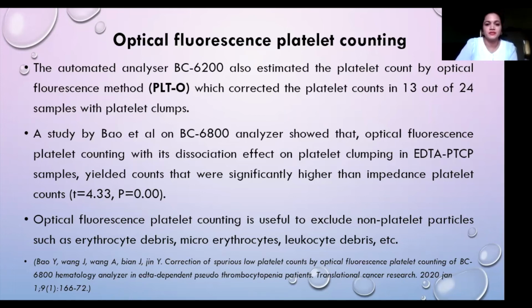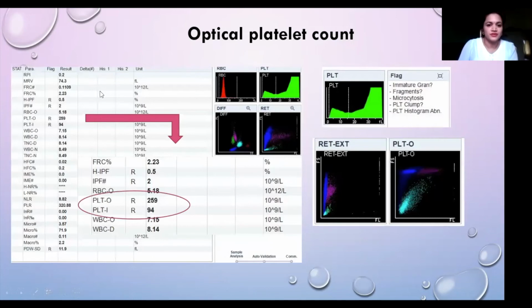And now this was the example. You can see the photograph here, the printout from the analyzer, where the platelet count by the impedance method is 94,000, and by the optical method, the platelet count is 2.59 lakh. So there was a pseudothrombocytopenia because of the EDTA, and hence this was corrected by the method of optical fluorescence counting, where this Mindray analyzer does the platelet counting in the reticulocyte channel, and that is an optical fluorescence method which dissociates the platelets and gives a higher platelet count compared to the impedance method.